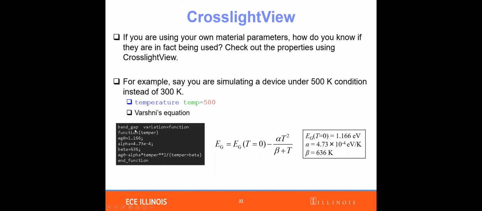The band gap defined in CrossLight depends on the temperature conditions. So the band gap, as you know, is going to change depending on the temperature, following Varshni's empirical equation. The band gap at temperature T is equal to the band gap at 0 K minus alpha T squared divided by beta plus T. And this alpha and beta are Varshni parameters. These are empirical parameters.